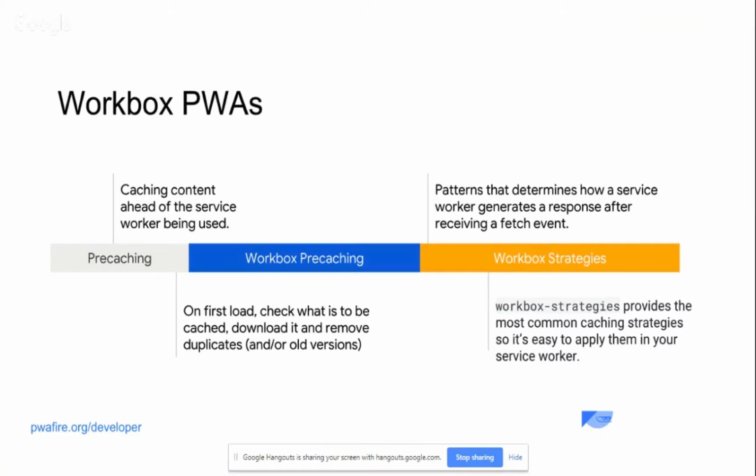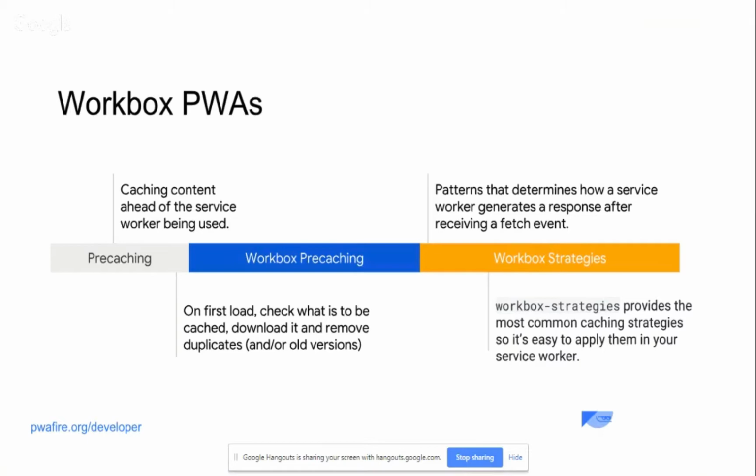So for precaching, basically it means you cache content ahead of the service worker being used. That means when a user visits your site or your PWA for the first time, they can already be served with the resources that were cached during the development or deployment process. After that, we also have what we call Workbox precaching.